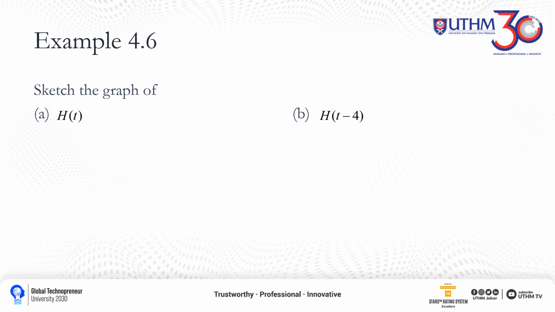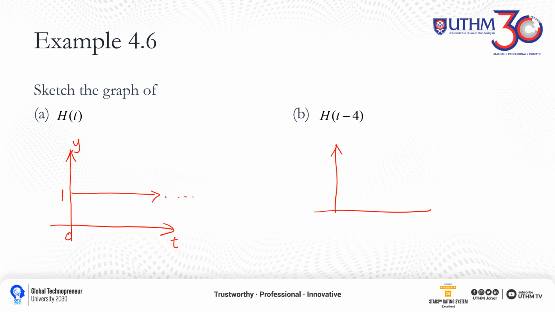Now, let's look at the example. Sketch the graph of h(t). For h(t), the amplitude is 1, from t equal to 0 to infinity. This is 0 and this is t, where the graph axis is y. Whereas for h(t - 4), the graph is from t equal to 4 to infinity, and the amplitude still remains 1.